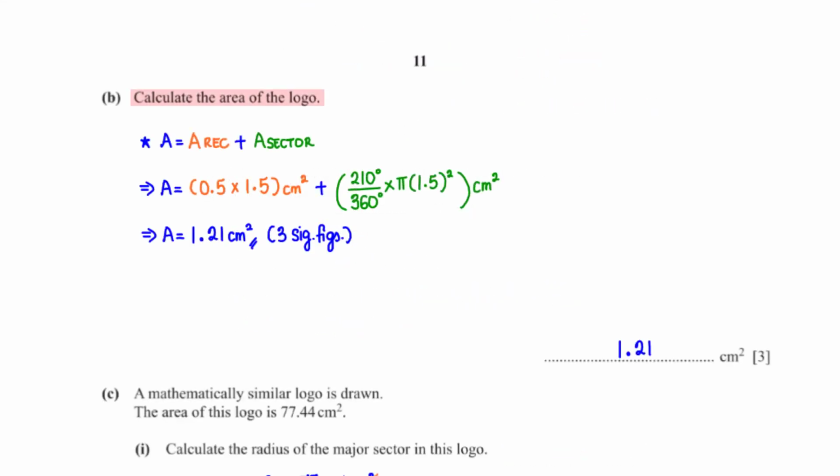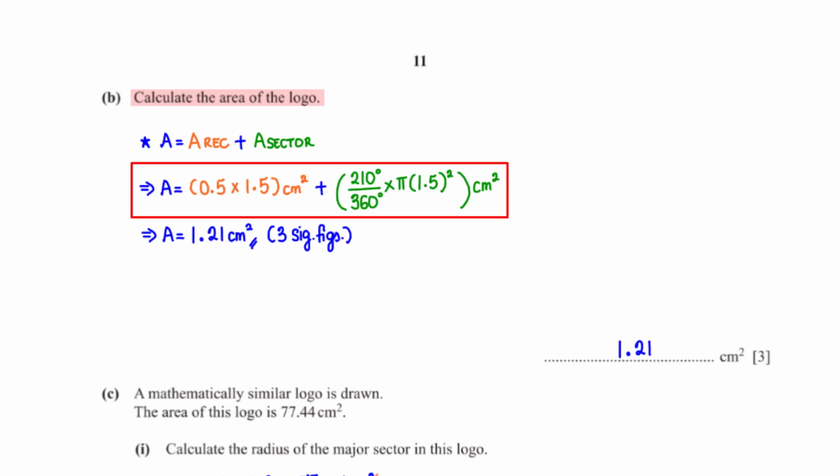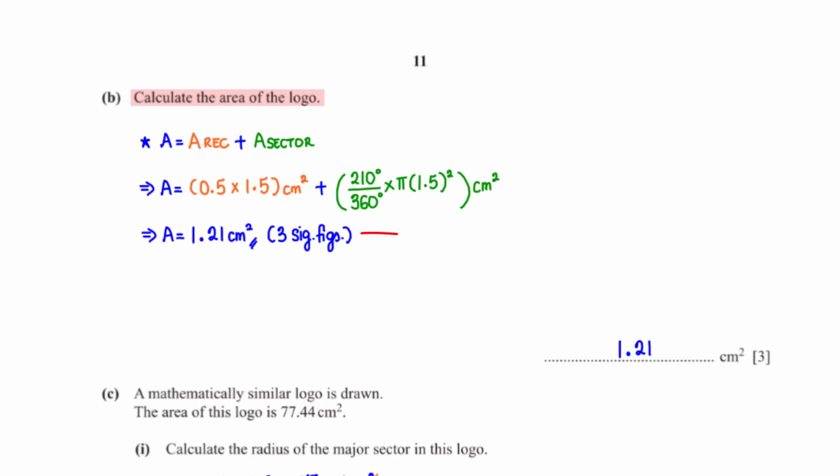Calculate the area of the logo. The area of the logo is equal to the area of the rectangle plus the area of the sector. We get the area of the rectangle using length times width, where the length is 1.5 centimeters and the width is 0.5 centimeters. We get the area of the sector using theta over 360 degrees times pi r squared, where theta is 210 degrees and the radius r is 1.5 centimeters. When we type this into the calculator, we get 1.21 centimeters squared rounded to 3 significant figures.